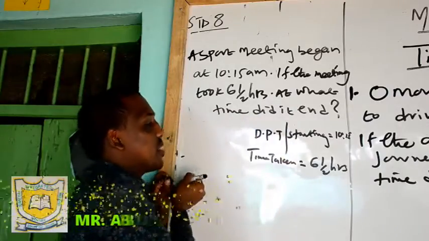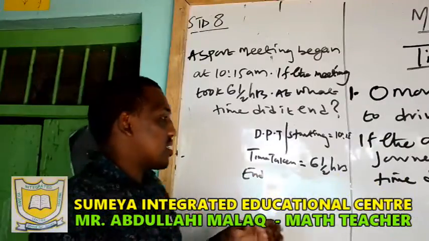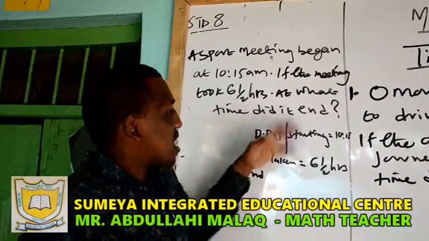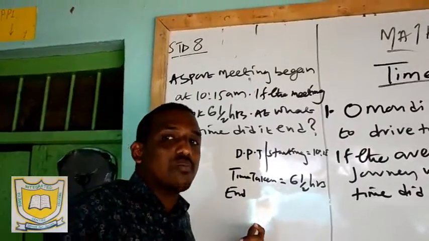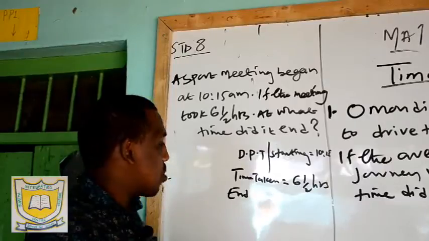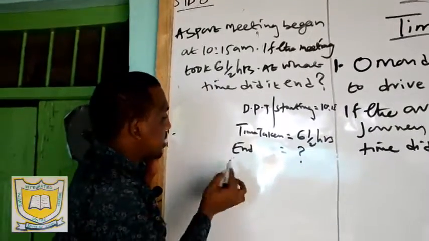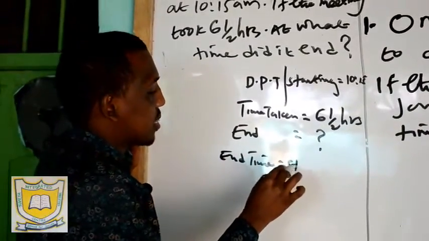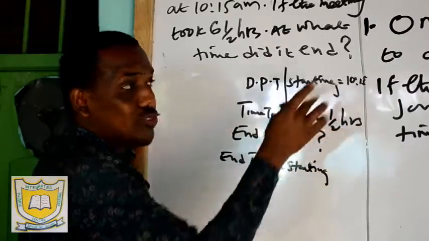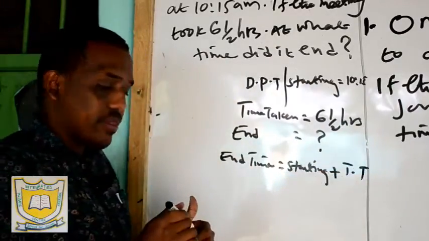Ending time, end time, I said earlier, is the same as the arrival time. The same way we get arrival time is the same way we get end time. How do we get end time now? End time is equal to starting time, that was the departure time when we were talking of vehicles, plus the time taken.